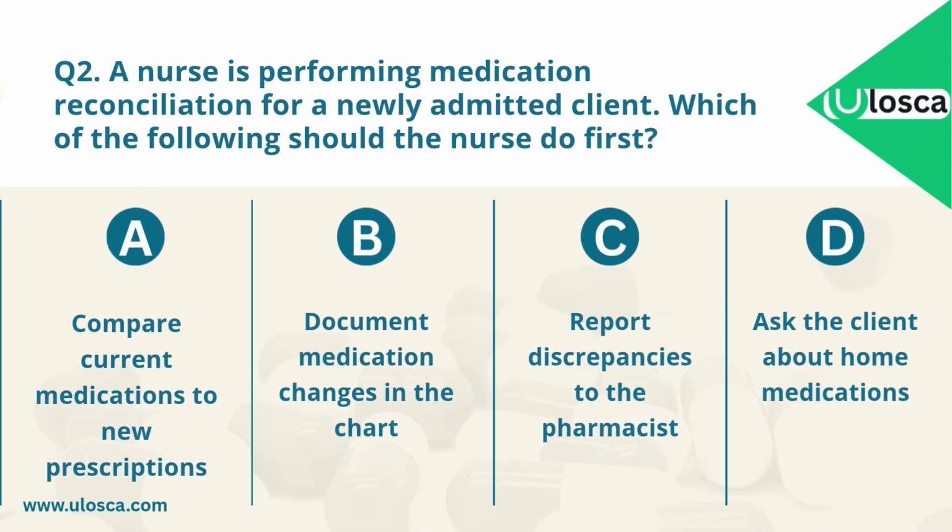Question 2. A nurse is performing medication reconciliation for a newly admitted client. Which of the following should the nurse do first? A. Compare current medications to new prescriptions. B. Document medication changes in the chart. C. Report discrepancies to the pharmacist. D. Ask the client about home medications.